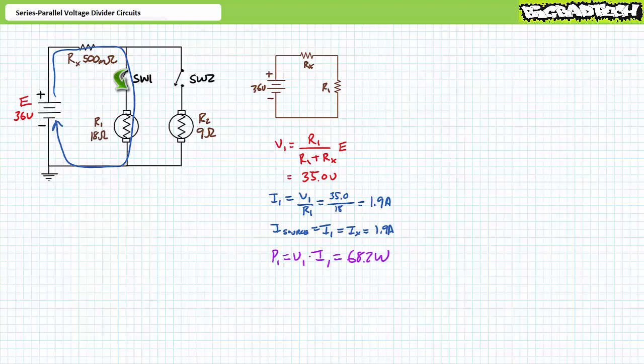P1 equals V1 times I1. Substituting our given values demonstrates that P1 is 68.2 watts. Total power is equal to supply voltage times source current. Substituting our given values demonstrates total power is 70.1 watts. This means Px is the remaining 1.9 watts, which might be considered a loss to the system.